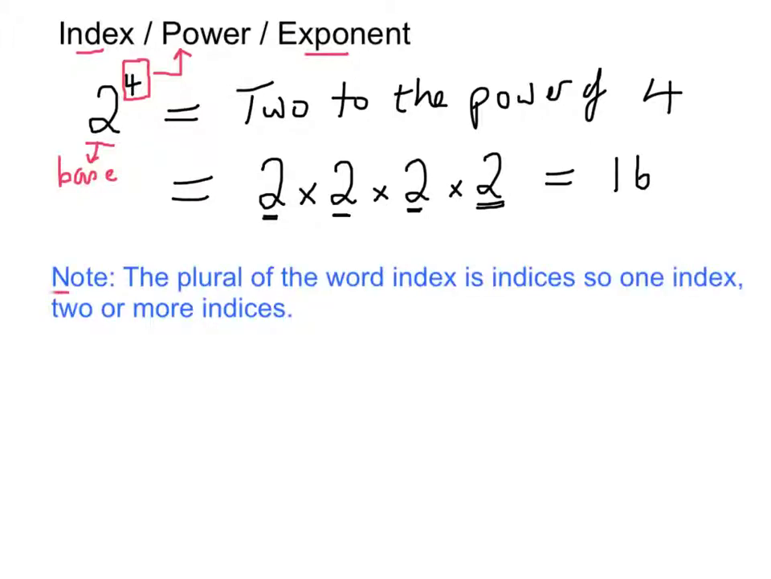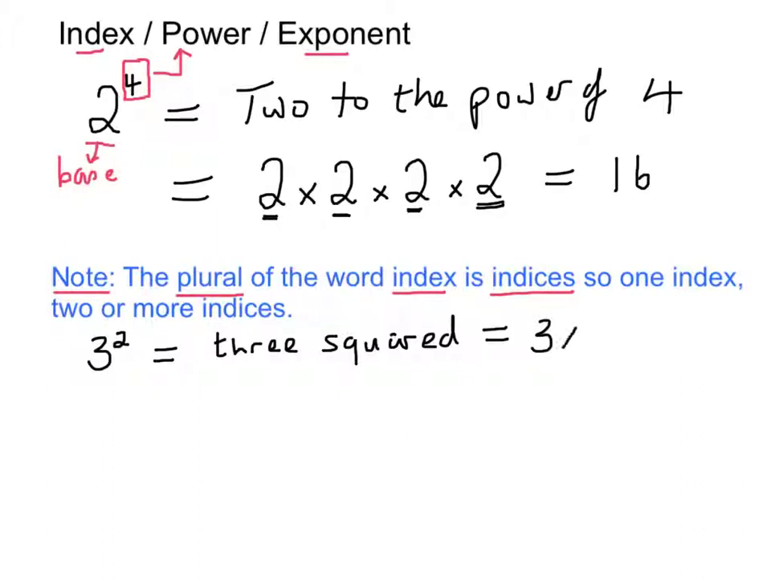One thing to note is that the plural of the word index is indices. So we talk about one index or 2 or more indices. Let's look at a few more powers. Let's say we have 3 to the power of 2. Now we have a special way of saying this in mathematics, and we can say this as 3 squared. So 3 to the power of 2 and 3 squared are the same thing. Armed with our knowledge of what that is, it's 3 multiplied by itself twice, so 3 by 3, and this just has the value 9.